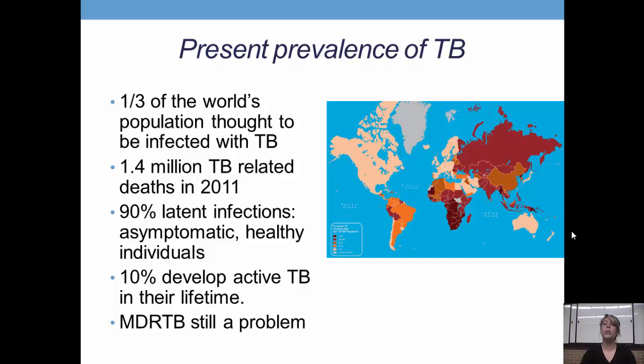So, tuberculosis in our world right now. A third of the world's population is thought to be infected with tuberculosis. And we have about 1.4 million TB-related deaths that were recorded in 2011. 90% of these tuberculosis patients have latent infections, which means they are asymptomatic and healthy. 10% of these will develop active tuberculosis in their lifetime.